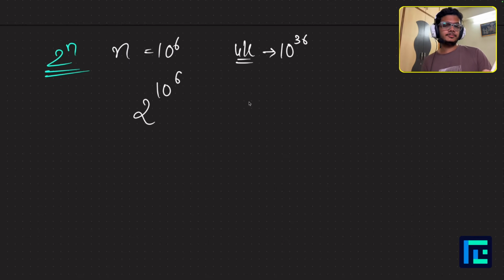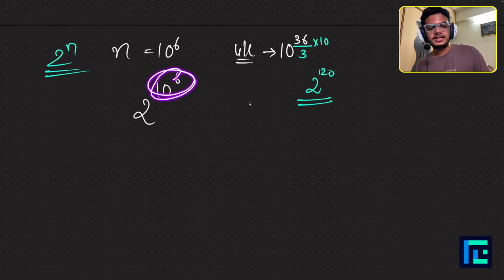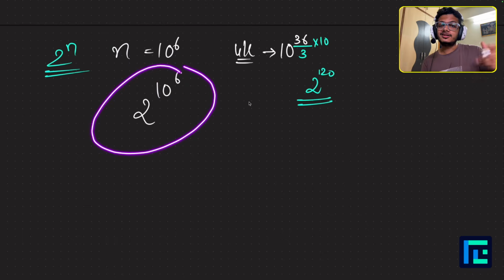If you want to convert a power of 10 to a power of 2, I guess we already discussed it in the first video of this playlist. You just divide this number by 3 and multiply it by 10. So effectively what you'll get is 2 power 120, right? Like 3 12s are 36, so 2 power 120. So unsigned long's maximum range here is 2 power 120. And what is this 2 power 10 power 6? Whatever it is, I know for a fact that this value is definitely greater than 120, so you cannot store it even in unsigned long as well.